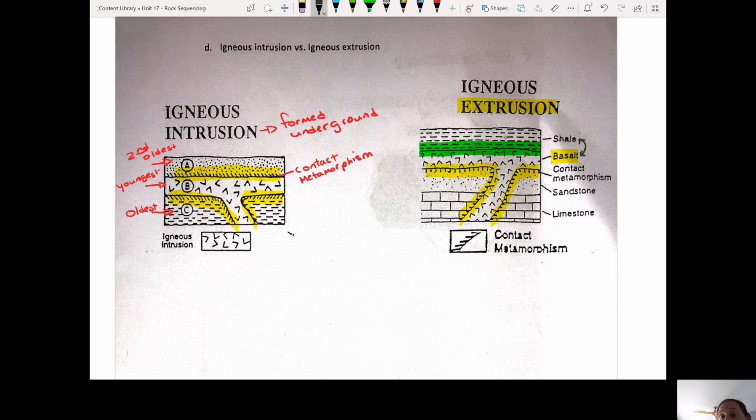Because if the shale layer was older, you would expect to find contact metamorphism where I highlighted in green at that boundary. So in this scenario, where there's an extrusion, the limestone's the oldest. I'm just going to write 1 for the oldest. The sandstone is second. The basalt's third. And the shale is the fourth, or the youngest. And in this example, there's no contact metamorphism between those two layers.